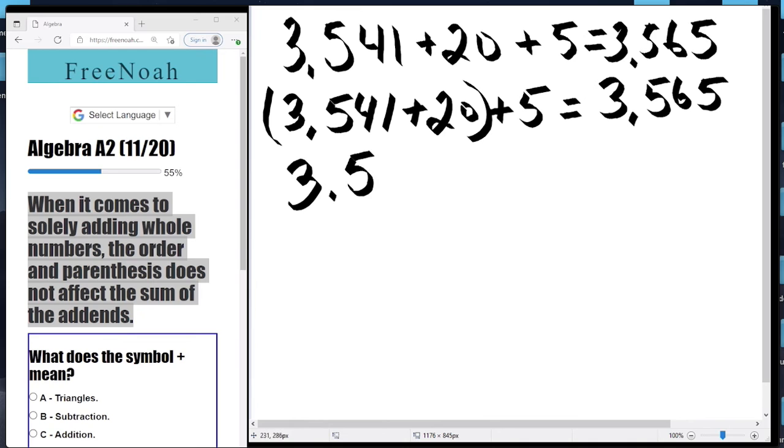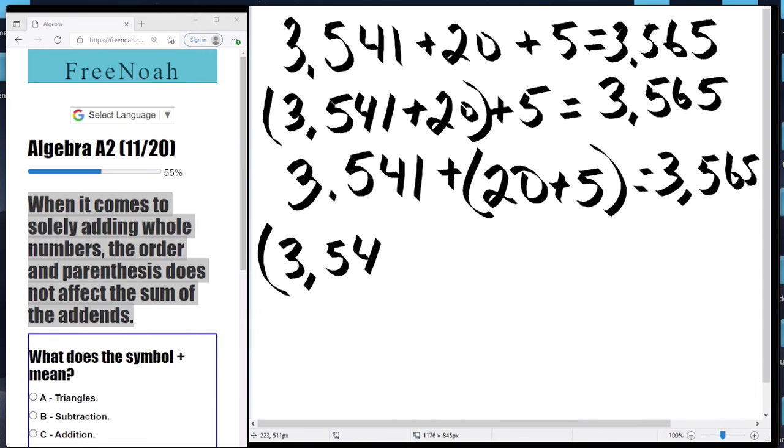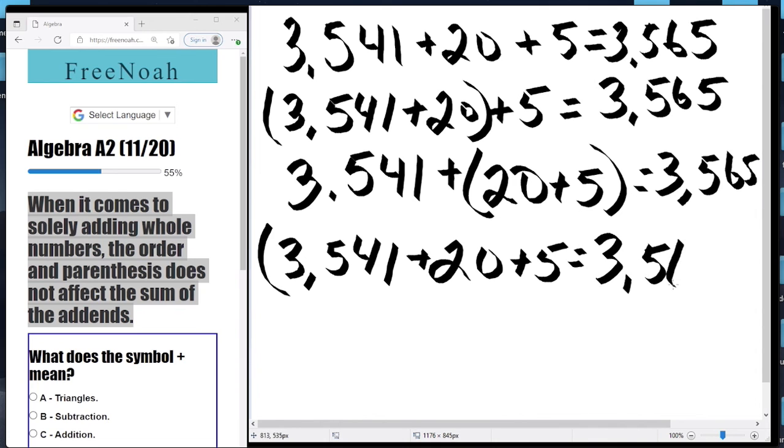Keep the same order and keep the same numerics, but let's move the parentheses around here. 3,541 plus, and then within our parentheses we'll put 20 plus 5, and it'll still give us 3,565 here. Now let's put the whole thing in parentheses and see if we get a different sum. 3,541 plus 20 plus 5, close parentheses, and it still equals 3,565.